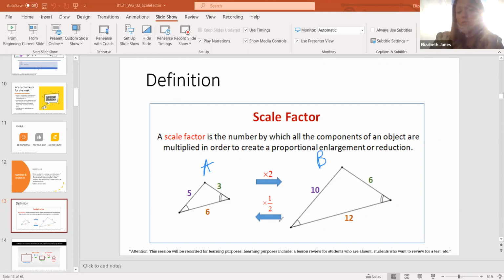Now, to be an enlargement and go from A to B, you're multiplying it by 2. How do we know that? We find the corresponding sides. So this side, we'll put 2 markers here, because we know that these 2 sides correspond. Those are the same sides, but on a different object. We always take the second object and use that as your numerator, and then you take the first object and use that as the denominator. Divide, and we would get 2, and that's how we know that our scale factor, if you're going from object A to object B, is 2.